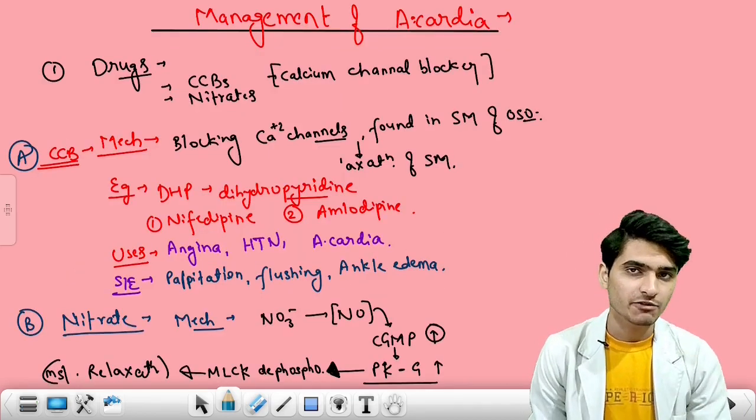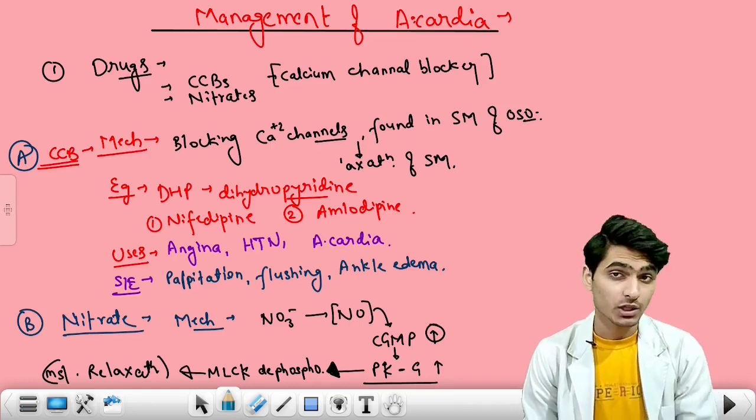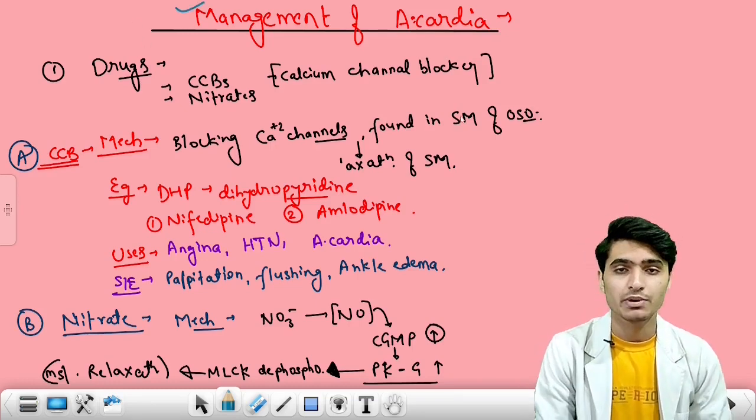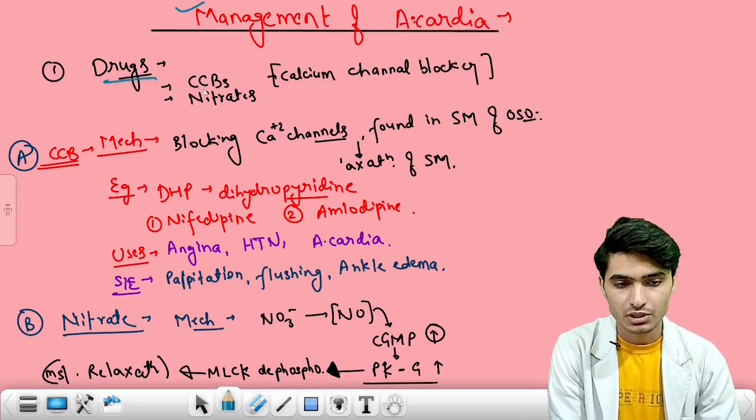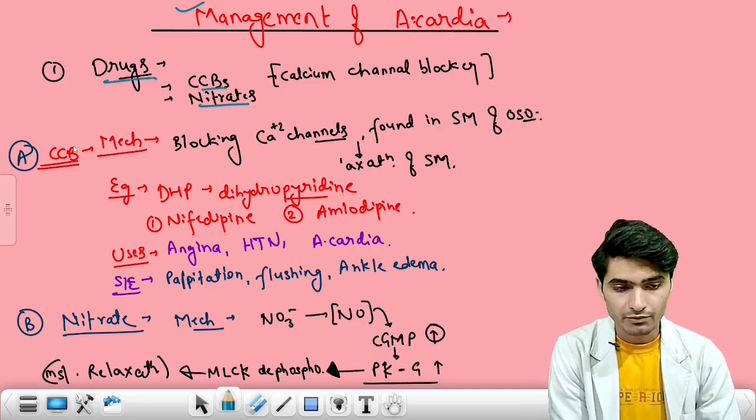So guys, once we have done with respect to the radiodiagnosis and the diagnosis of achalasia, we will go for the management of achalasia cardia. The first line of management is the drugs such as CCBs and nitrates. So we will first discuss CCBs.